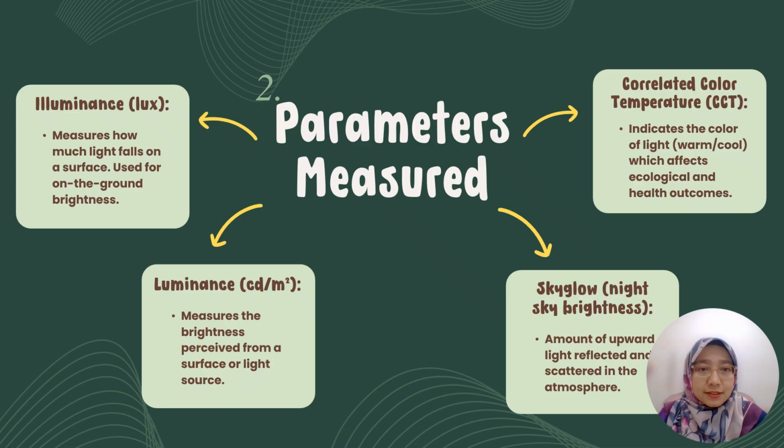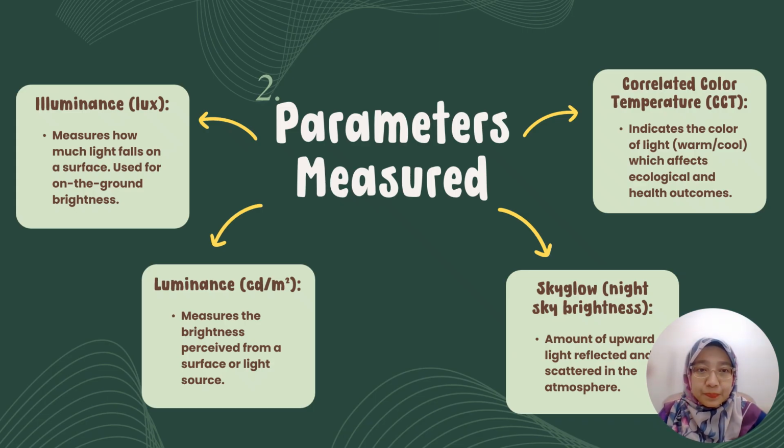Second, there's luminance, measured in candela per square meter. This refers to the brightness as perceived by the human eye from a surface or light source. Third, we measure correlated color temperature or CCT, which tells us the color tone of the light, whether it's warm or cool. CCT can influence both ecological conditions and human health, including sleeping patterns and mood.